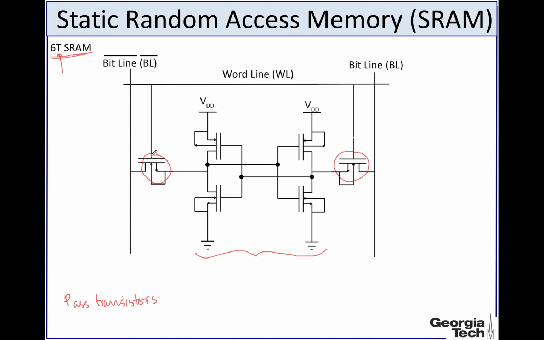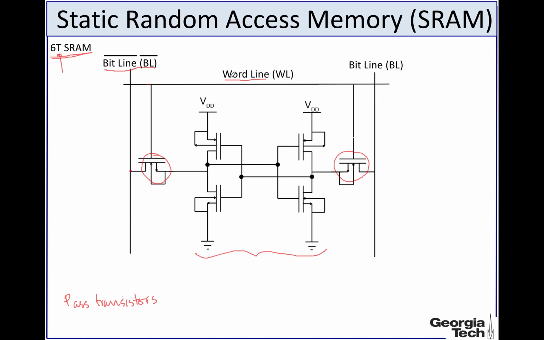Note that the gates of these two transistors are connected to a line over here, and this line is called the word line. The source terminals of these two transistors are connected to two lines. This transistor is connected to the line called bit line bar, since there is a straight line over it. On the other hand, the source of this pass transistor is connected to another line which is called bit line.